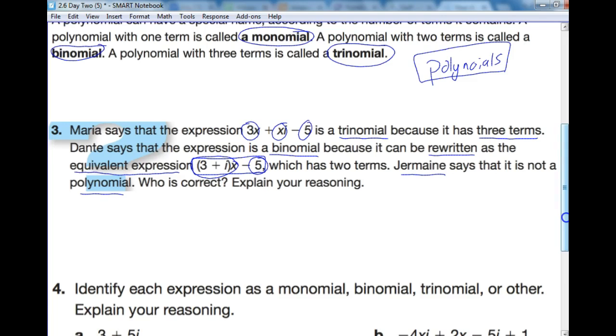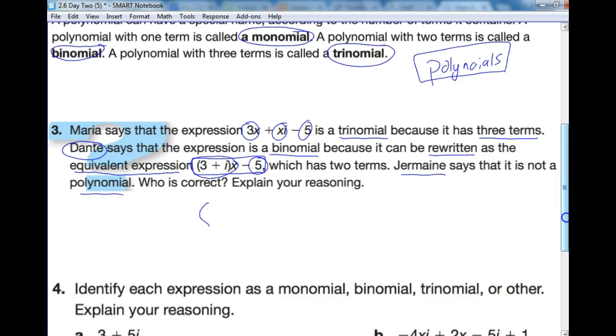And who's right? Who do you think's right? Nobody ever wants to answer because they don't want to be wrong. I've been wrong 4 or 5 times already today. I've only been in school an hour and a half. Dante's the genius. Dante's right.